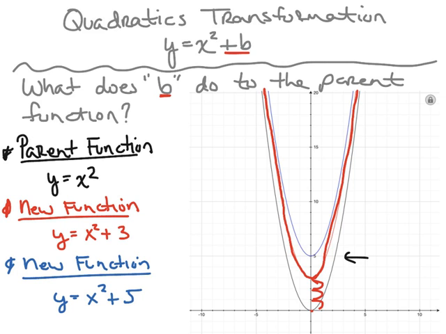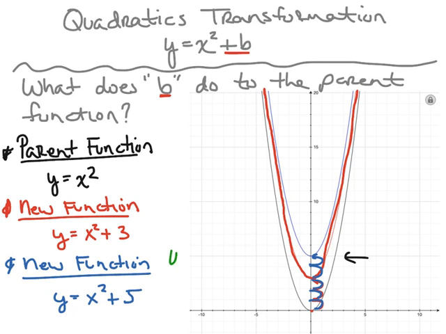Now if you look at this other one here, y equals x squared plus 5. Again, if I compare that with my parent function, starting at the origin, notice this time I've moved up 1, 2, 3, 4, 5 units. So the plus 5 all it does is move it up 5 units.